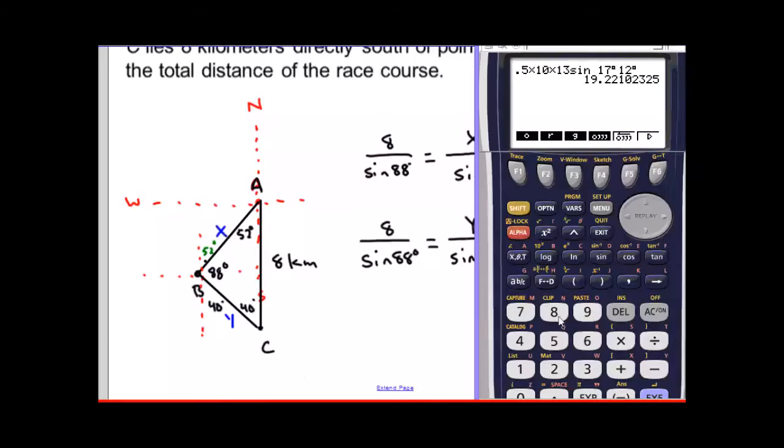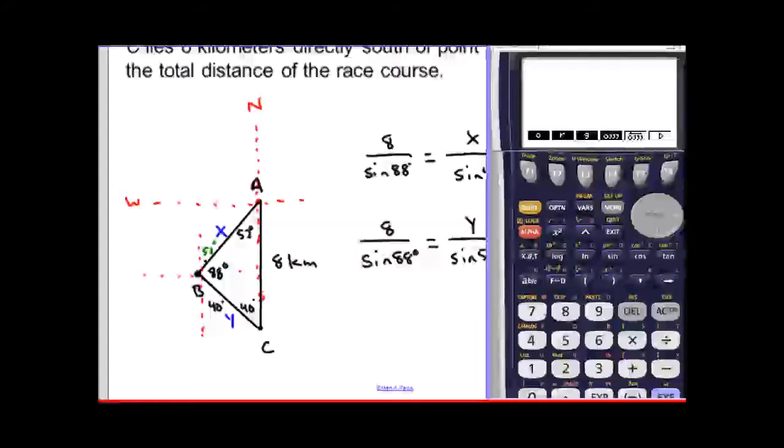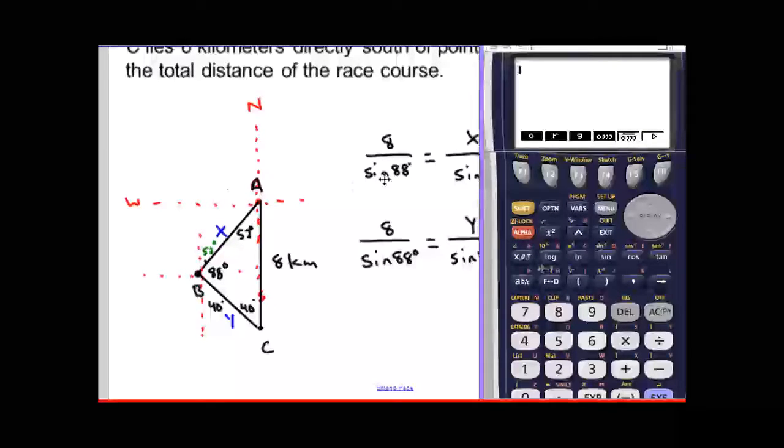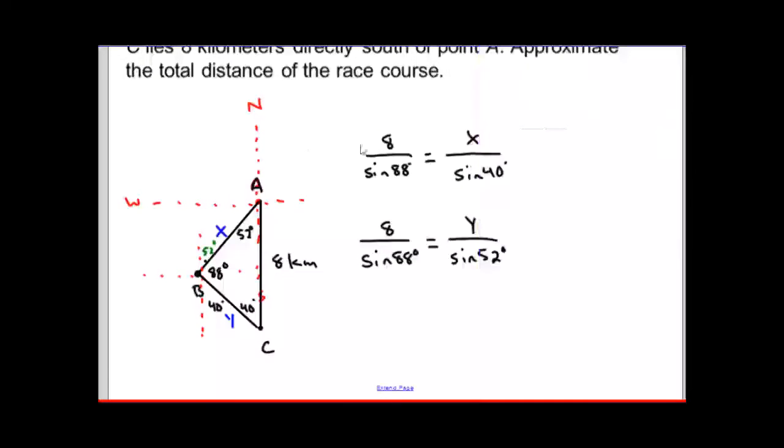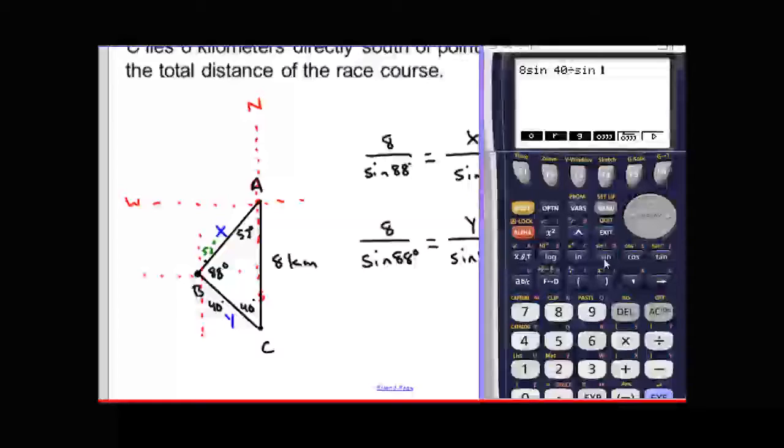So then these are set up nice. To do this in the calculator, I just cross multiply. So I do 8 times the sine of 40, and I divide it by the sine of 88. So 8 times the sine of 40, divided by the sine of 88.